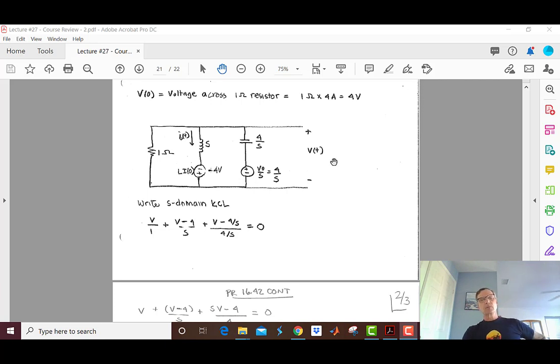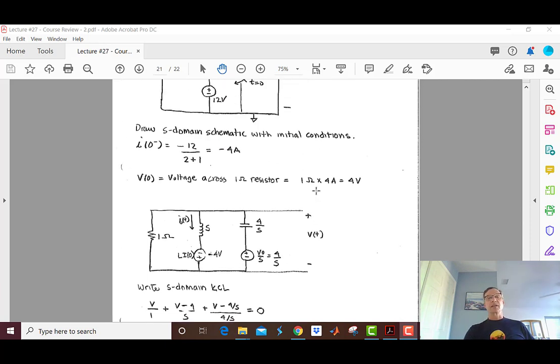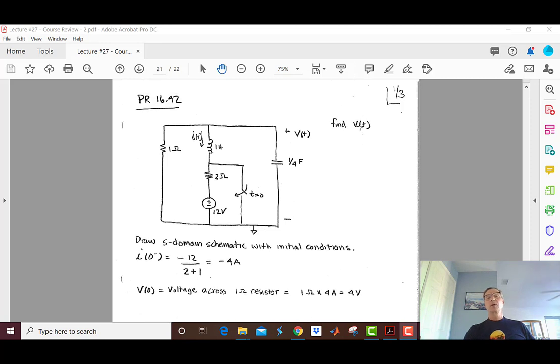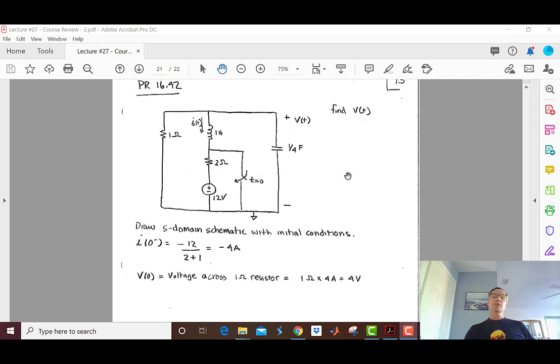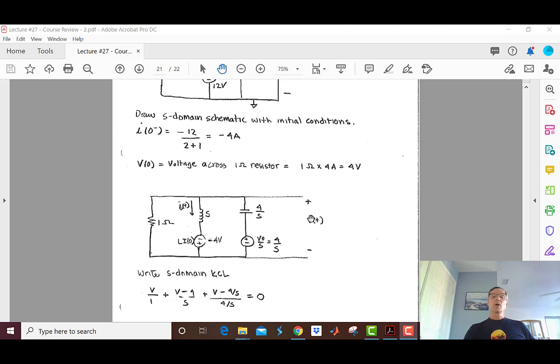So what I need to do now is come up with V of S. We want V of t, that's what we're asked for, right? But we're doing this the Laplace transform way. So we want to get V of S, and then we will take the inverse Laplace transform and get V of t.